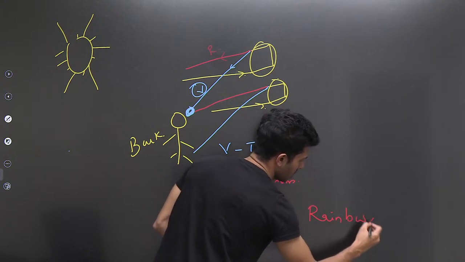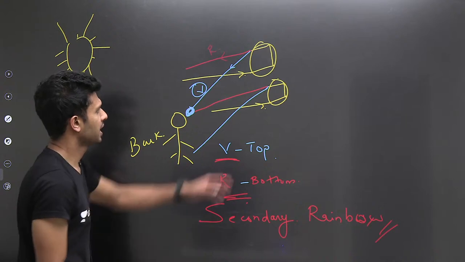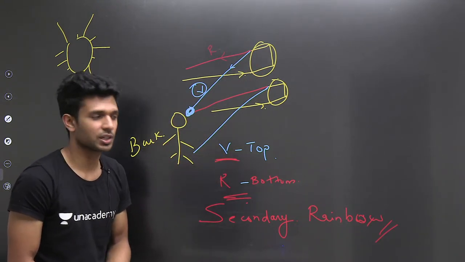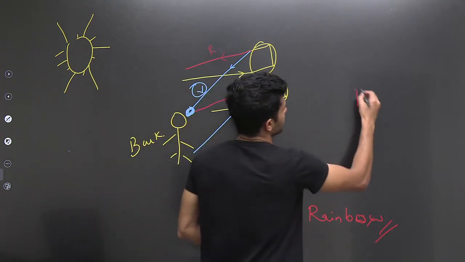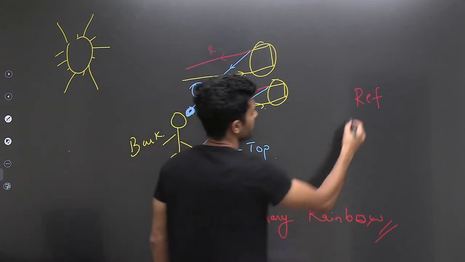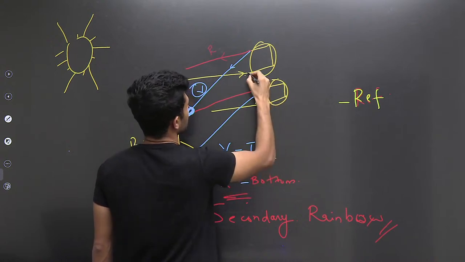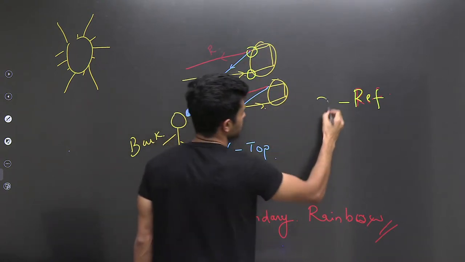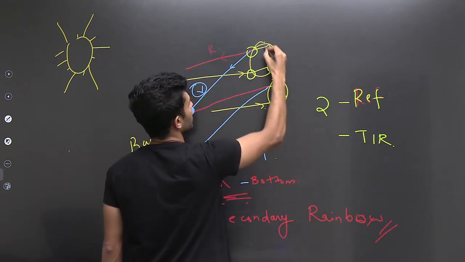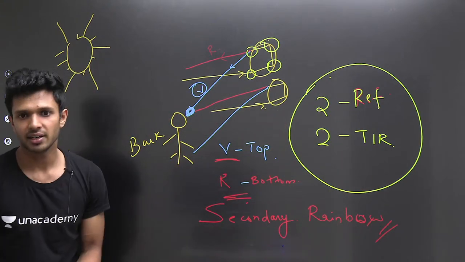For the secondary rainbow, what will be on the top? Violet will be on the top and red will be at the bottom. And there are some differences in the phenomenon also, what is happening inside the water drop. How many refractions can you see? One refraction, two refractions. And how many total internal reflections for the secondary rainbow? One, two. If all these things happen, only then we can have a secondary rainbow.